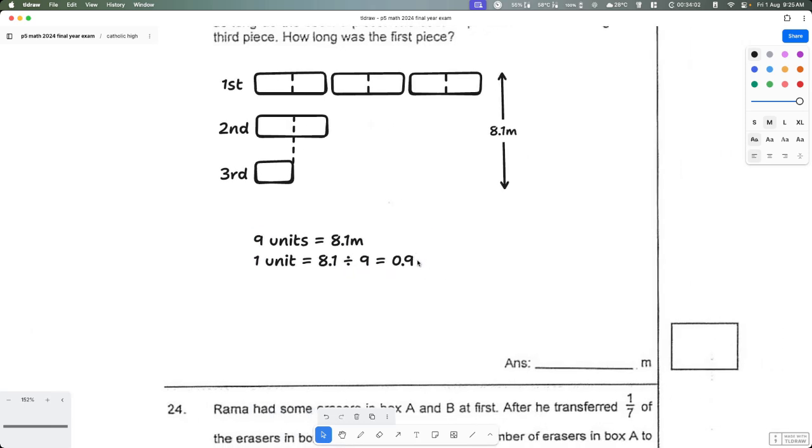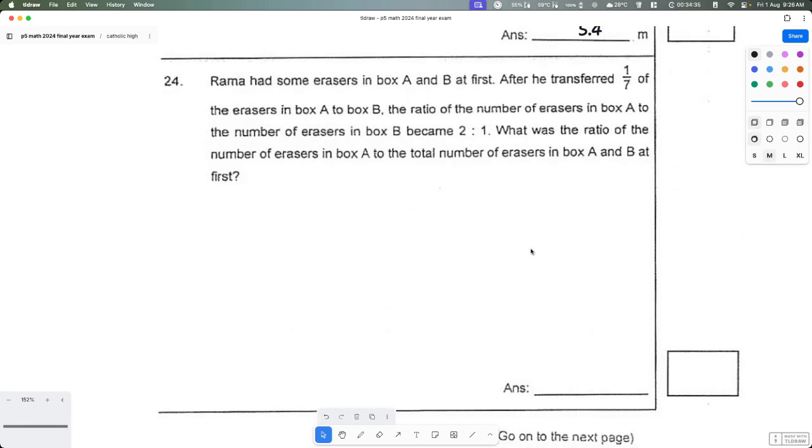How long was the first piece? So first piece, how many units? First piece is equal to 6 units, right? So that means 6 units is equal to 6 times 0.9, same thing as 6 times 9 divided by 10. So in this case, the answer is 5.4. Okay, so there we go, 5.4. Let's move on to question 24.